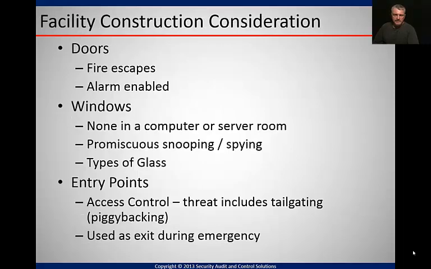When we look at doors, they can be fire escapes, but should also be alarm enabled if they are fire escapes, and should never be locked. Windows, none in a computer room, of course, and also if it's the side of the building and people are typing their password, it can lead to spying. Also, there are different types of glass we'll look at, and entry points within an environment may include threats like tailgating or piggybacking as well, and it should be used as an exit during an emergency as well.